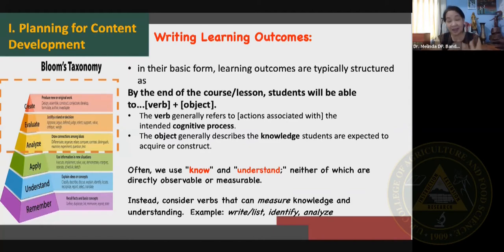Kasi usually 'di ba multiple choice yung question, but before you can arrive at the correct answer, there has to be analysis or problem solving or creating something out of the givens, out of the situation that was described, 'di ba? So, yun yung level na kailangan nating intindihin at yun yung kailangan nating ilagay doon sa ating learning outcome. Okay? So that's writing about learning outcome. Okay?